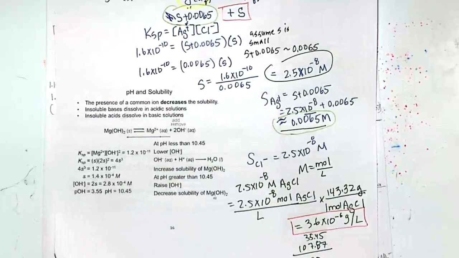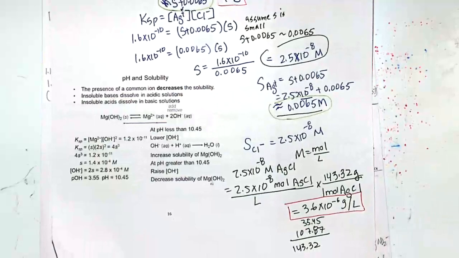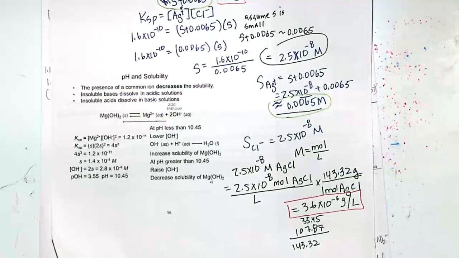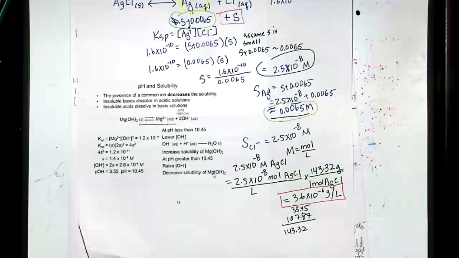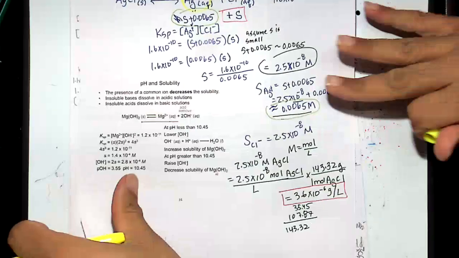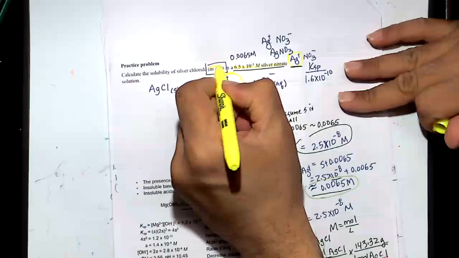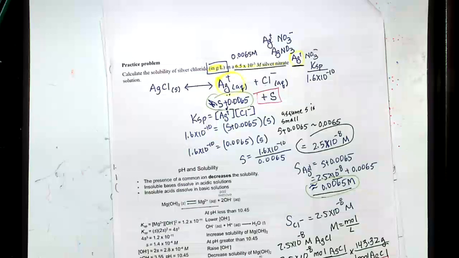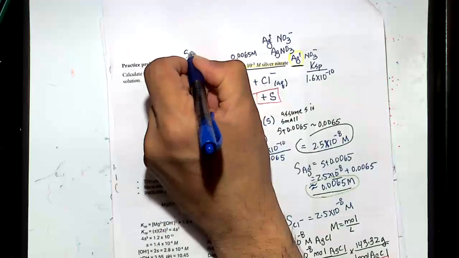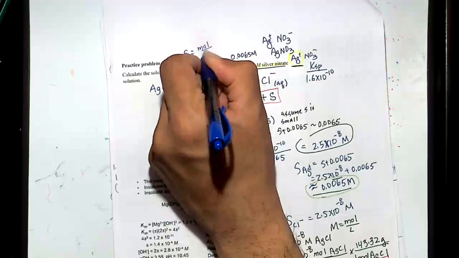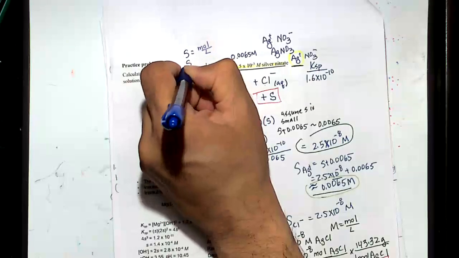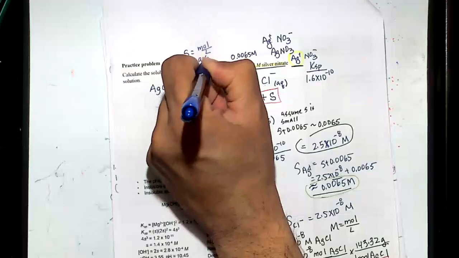Okay. 3.6 times 10 to the minus 6 grams per liter. So the reason why I converted it to grams per liter is because it asks us to, but on the exam, I'll just have you do moles over liter. But just realize solubility can also be in grams over liter as well.